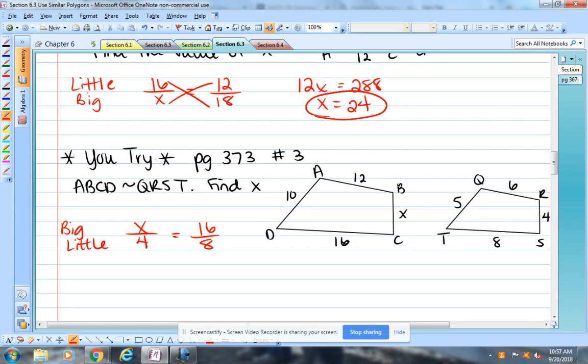So if I use this one, I have 8 times x is 8x equals 4 times 16 is 64. And x equals 8. Raise your hand if you got x equals 8. Did anybody not get x equals 8? Okay, so we all got the same thing. We're going to stop right here, which is halfway through section 6.3. Thank you for watching me on YouTube.